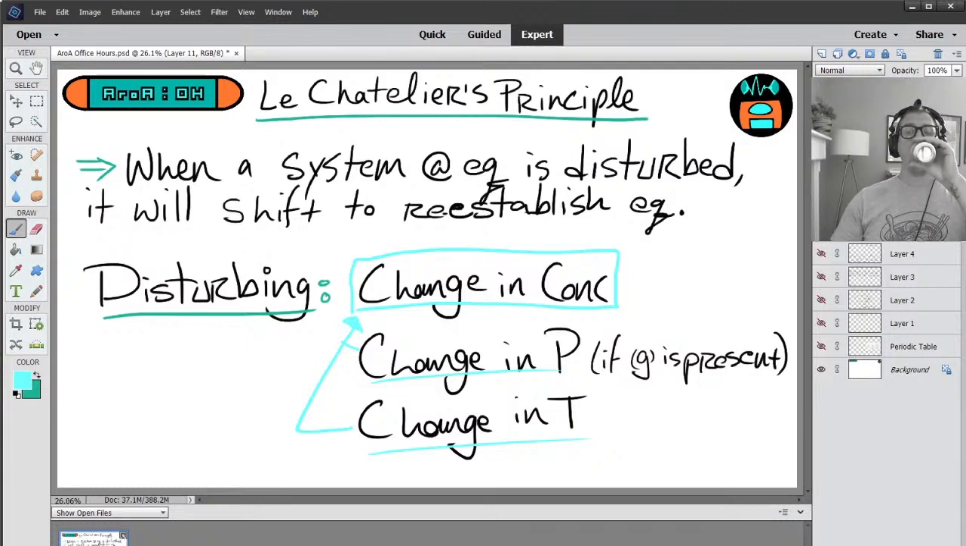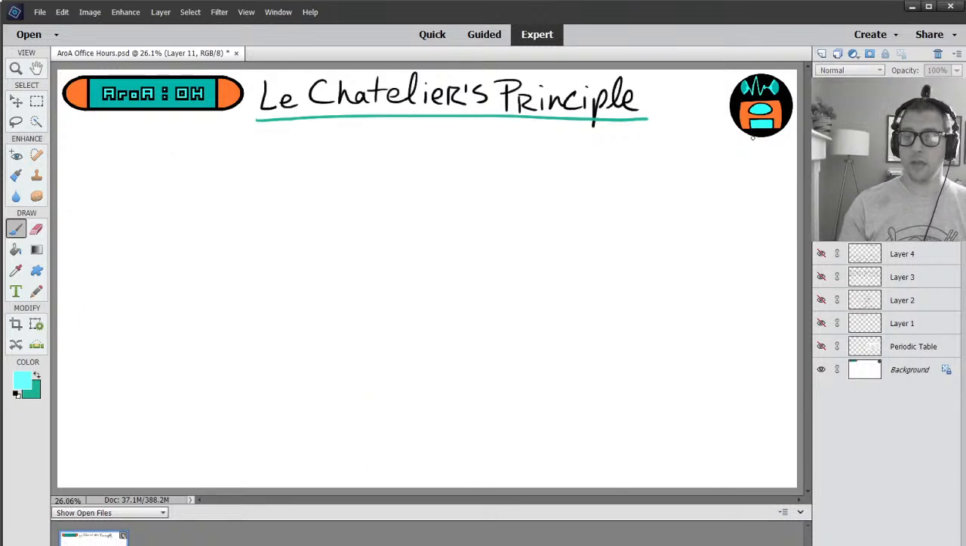So what I would like to do at this point is to do a few examples where we look at a chemical equilibrium and evaluate how it's going to shift, all right? So let's do a few examples.